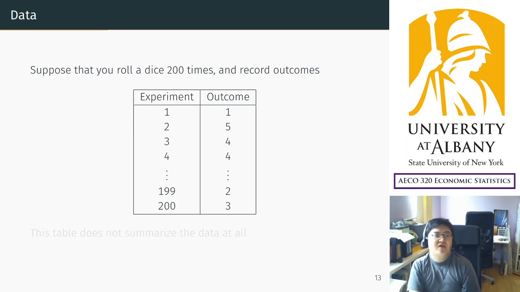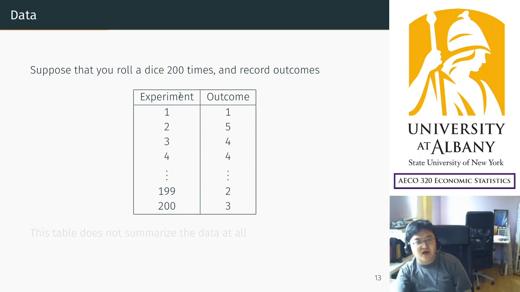So here, let's think again about the simple dice rolling example. Suppose that you roll a dice 200 times and you record the outcomes. That's the data, and it would look like this. In experiment number 1, you get 1. In the second experiment, you get 5, third 4, fourth 4, and so on, and you record 200 numbers.